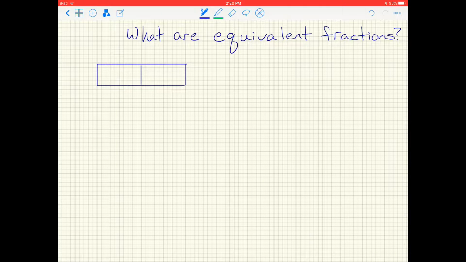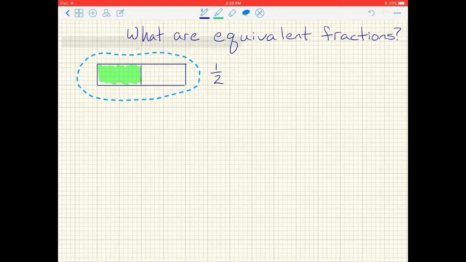So if I have my rectangle here, maybe it's a candy bar, and I'm going to break it in half. So I've got 1/2, right? Half a candy bar. So what is a fraction that's equivalent to 1/2? That means it's equal. It's going to be the same amount.